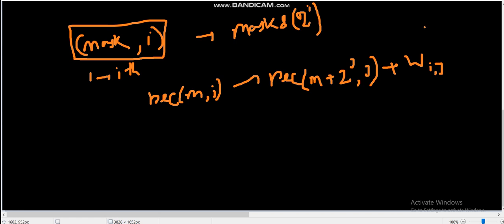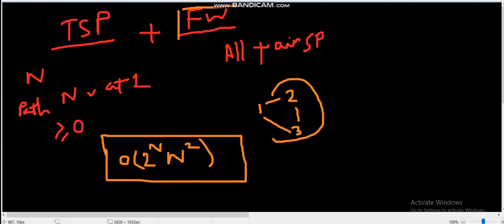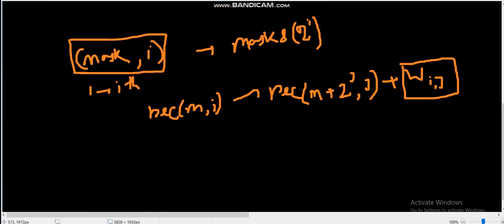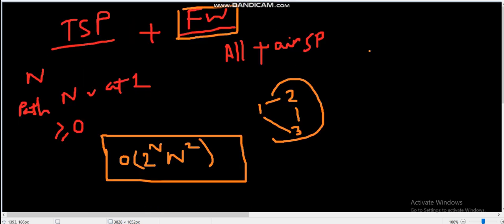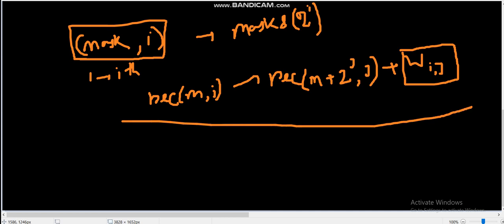Now for calculating this w_ij, we can take help of our Floyd-Warshall algorithm, because the Floyd-Warshall all-pair shortest path algorithm gives us this w of ij in order of n cube. Order of n cube is definitely possible because n is less than or equal to 20. So that is our algorithm.